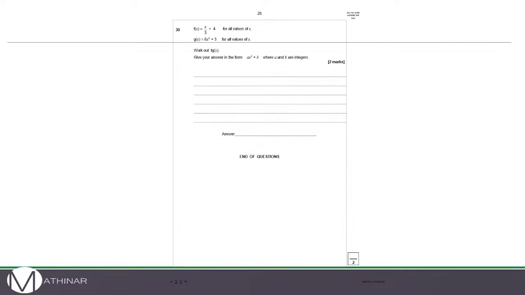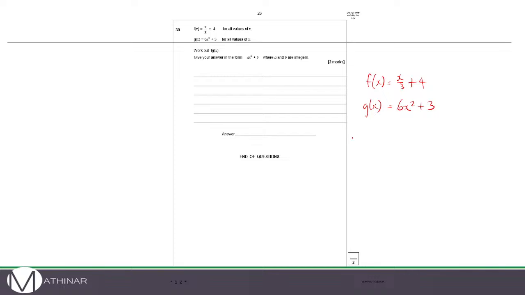Right, and number 30. F of x is equal to x over 3 add 4. G of x is equal to 6x squared add 3. So what does f of x do to its input? It divides it by 3 and then adds 4. What does g of x do? It squares it, it then multiplies that by 6 and then adds 3.